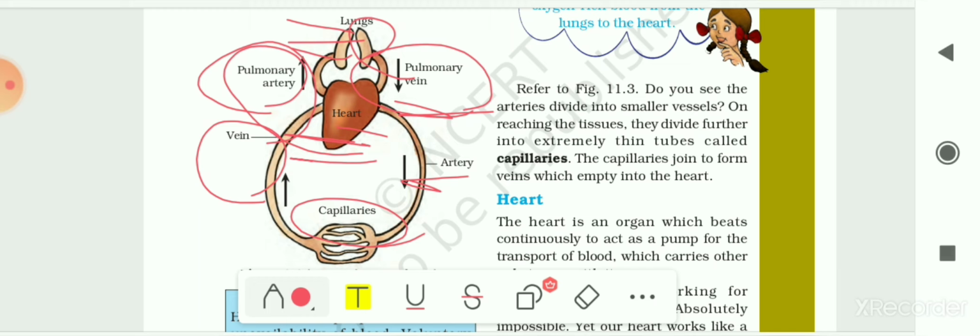So this is the circulatory system in our body, which involves the lungs, heart, then veins, capillaries and arteries. So now let us see how the circulatory system works in the heart, or how the blood is circulating in the heart.